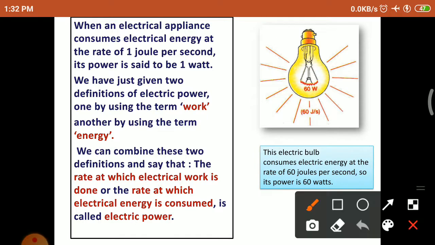So if you look at a bulb, in every bulb the watt is written. 60 watt is nothing but it consumes 60 joules of energy in 1 second.